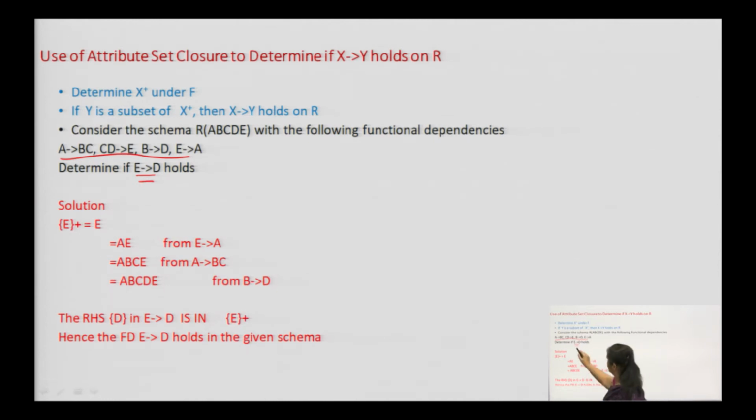So, what we will do is we will determine the closure of E. Here we have the closure of E as E. From E to A we get AE, then from A to BC we get ABCE, and from B to D we get ABCDE. Now, the closure of E contains D over here. So, the RHS is there in the closure of E, and hence we say that E to D holds in the given schema.